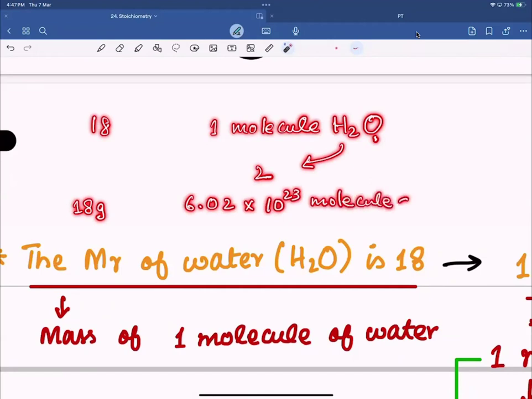Now, let me ask you one thing. In this, how many hydrogen are there? 12.04 into 10 to the power 23. Very good. It means if I'm talking about this many molecules and I have to find the hydrogen, this figure times 2. So 12.04 exponent 23, or 2 times 6.02 exponent 23. Is this understandable to all of you?